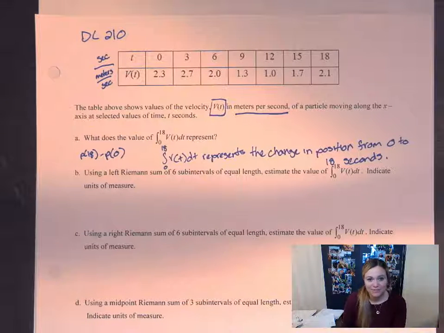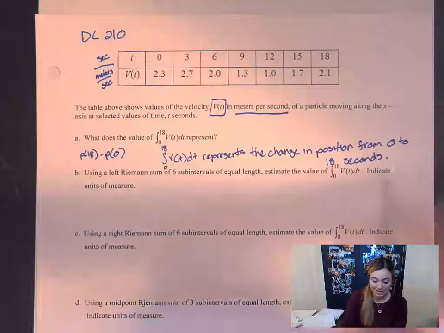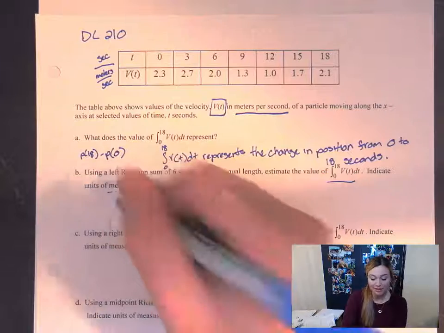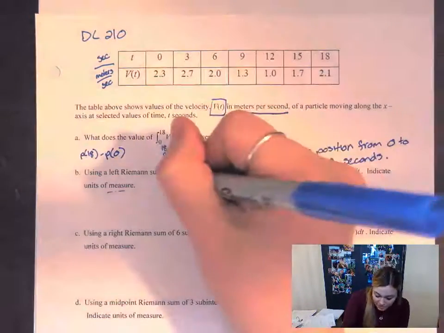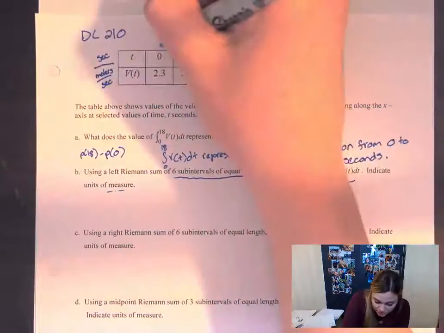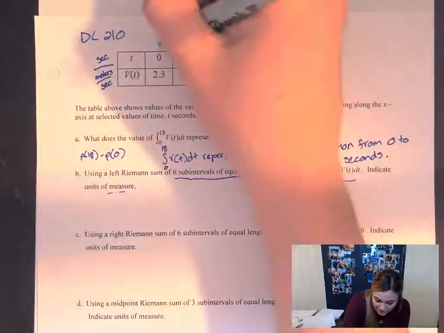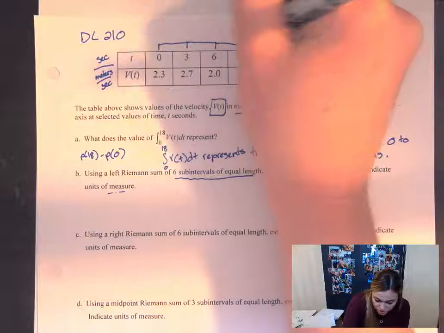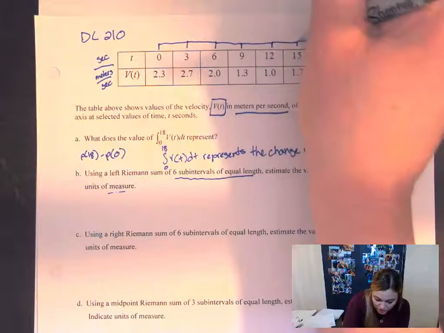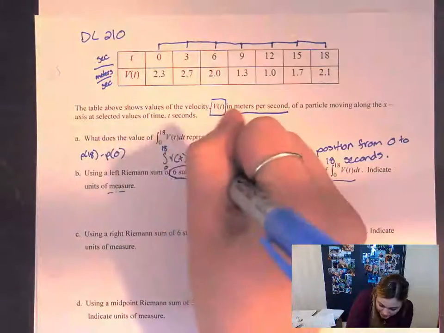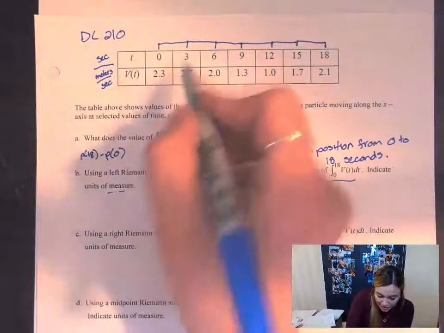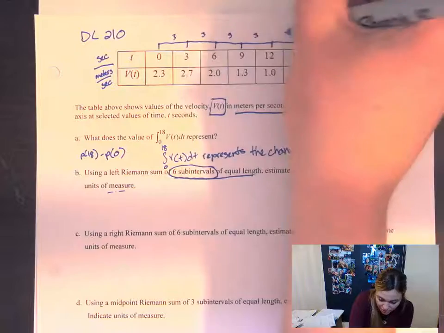The next one says I use a left Riemann sum of 6 subintervals of equal length to estimate this value. This time I have to indicate units of measure. So try that now. 6 subintervals going from 0 to 18. 1, 2, 3, 4, 5, 6. This is 6 subintervals, so I need 6 rectangles. They're of equal length, so all of these are 3, 3, 3, 3, 3, 3.